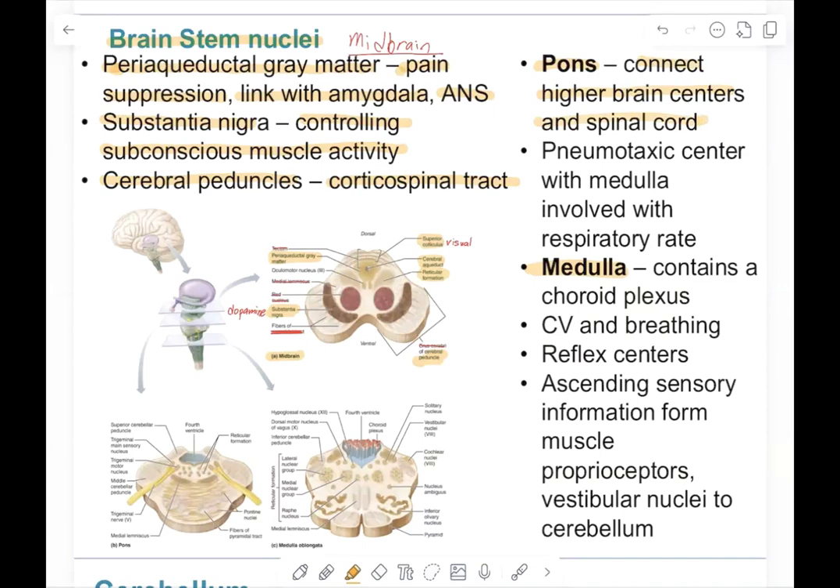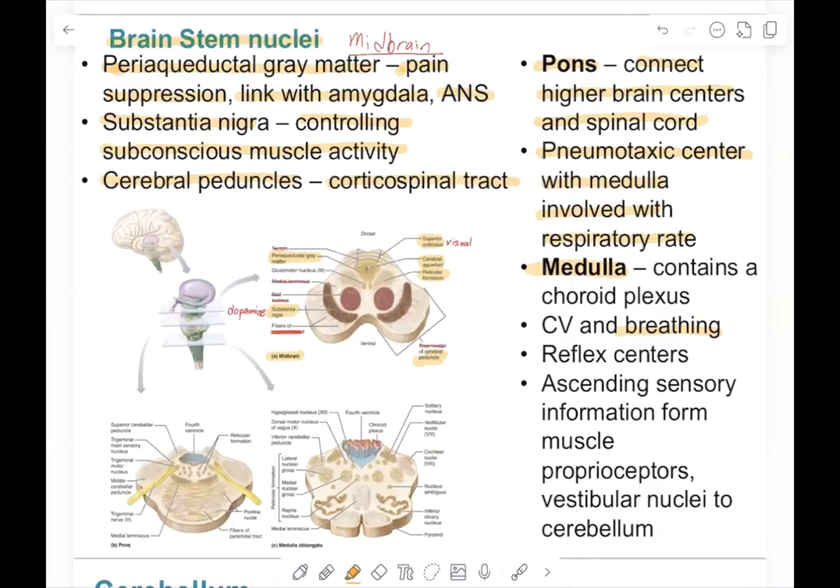It has what's called the pneumotaxic center that works with the medulla and is involved in respiratory rate. What happens is the medulla sets the basic respiration, and then the pneumotaxic center, which is in the pons, is going to alter the rate and the depth to maintain the normal rhythm of breathing.